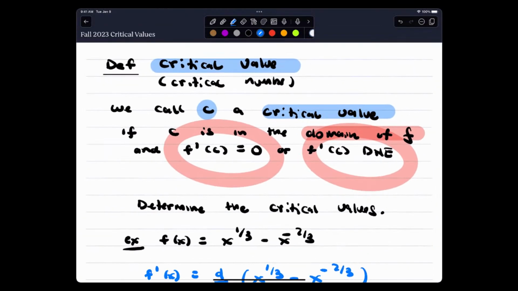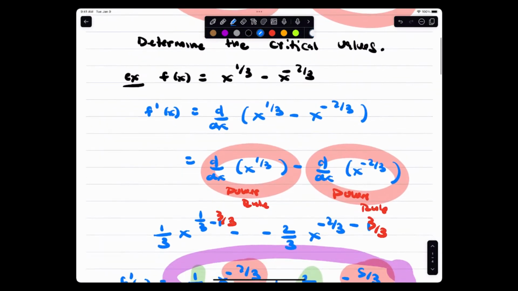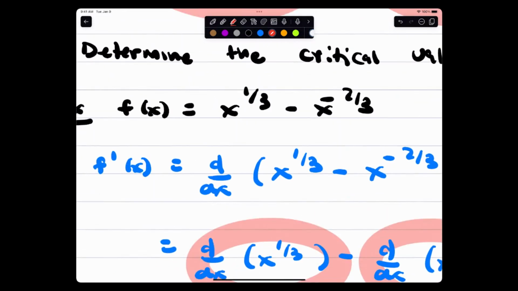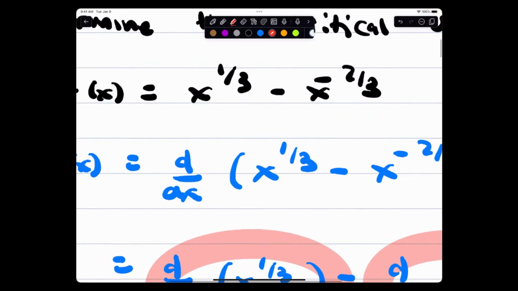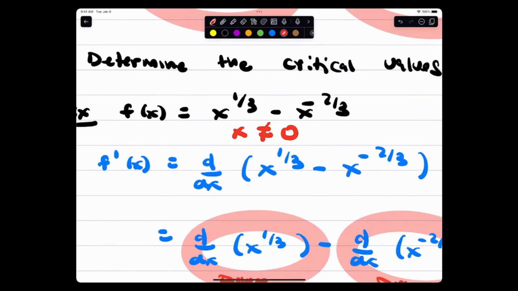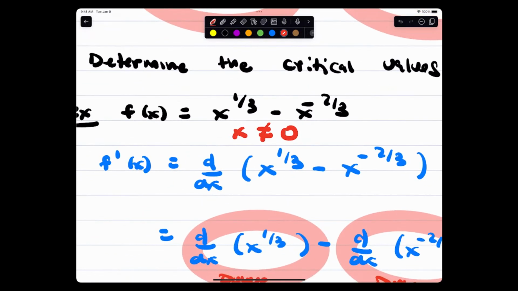So you might say, okay, what's the problem? What's the domain of that function here? Well, it's all real numbers except what? X cannot be what? 0. 0 is not in that domain. Does anybody want to tell me why it cannot be 0? Why can't you have 0 here?